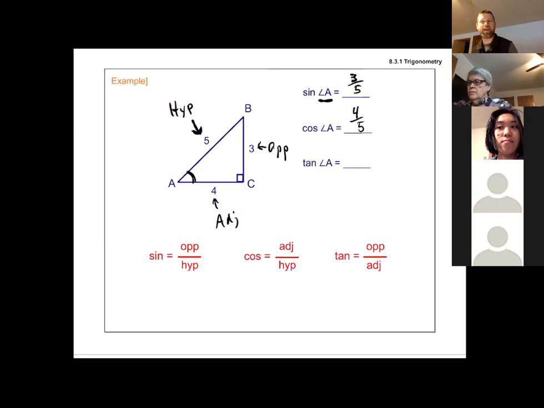Last one is tangent. What's tangent going to be equal to? What over what? 3 over 4. Yep, tangent is the opposite side over the adjacent side. Opposite over adjacent. 3 over 4. All right, awesome. We are almost to the point where this actually becomes useful.